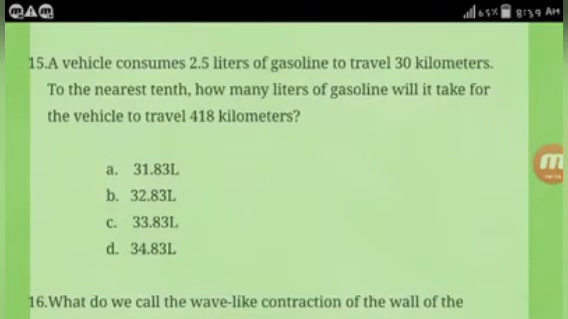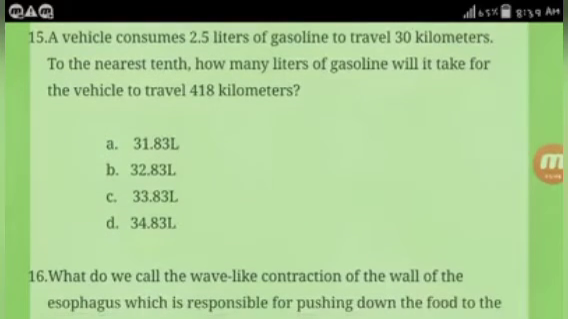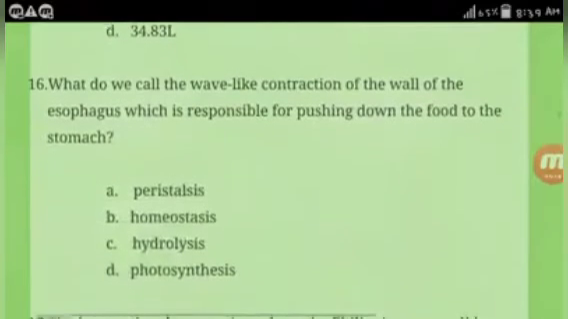So here is a ratio and proportion problem. So it's 2.5 is to 30 is equal to x is to 418. So you have to multiply 418 times 2.5 divided by 30. That will give you 34.83 liters. Letter D. Okay? Next one.